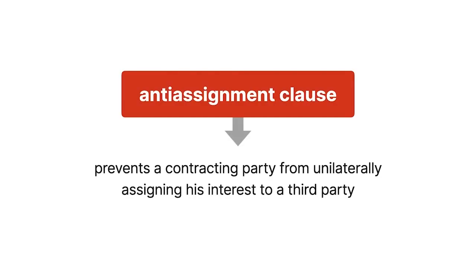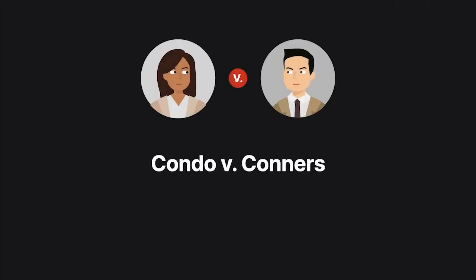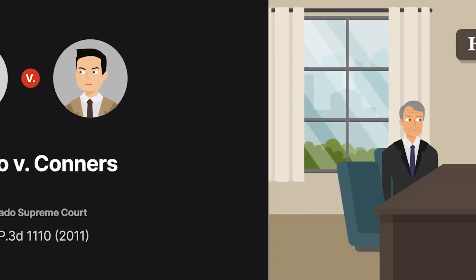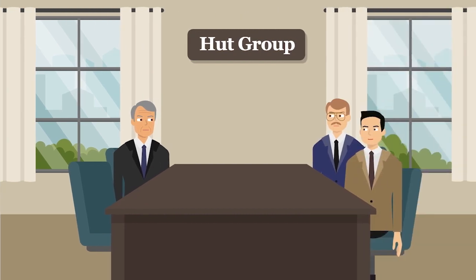An anti-assignment clause prevents a contracting party from unilaterally assigning his interest to a third party. In Condo versus Connors, we discover what happens if a contracting party assigns his interest despite the existence of an anti-assignment clause. Thomas Banner, Thomas Connors, and George Roberts were members in the limited liability company, the Hutt Group.